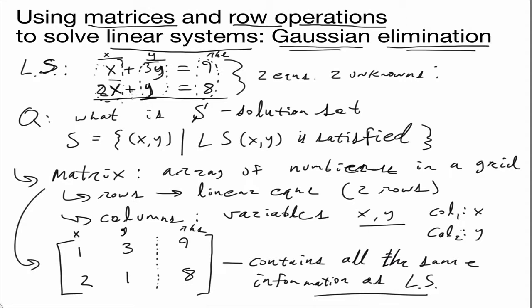I don't need to write x every time and y every time I do these operations. So let's go to another page and now talk about what to do. Okay, so I'm going to rewrite my linear system. I'm going to put x plus 3y is equal to 9, and then I'm going to put 2x plus y is equal to 8.